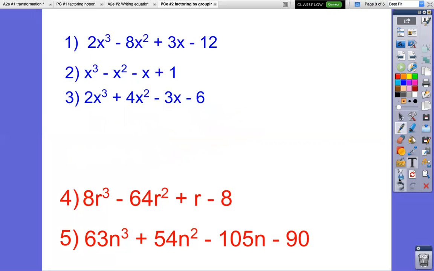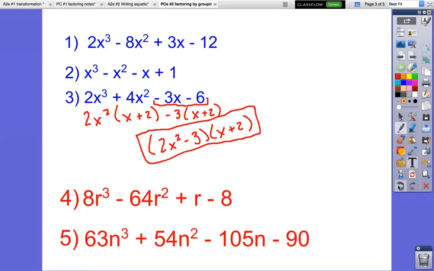I have a question. Yes, sir. So if it was like 2x squared minus 3 and then times like 2x plus 2, would you do the difference of squares or no?